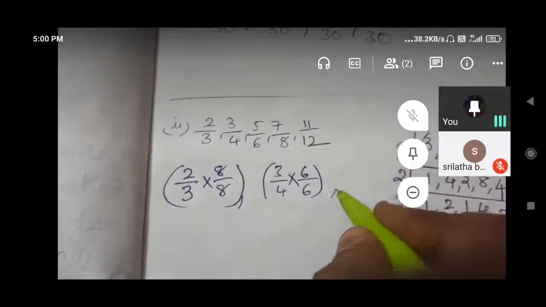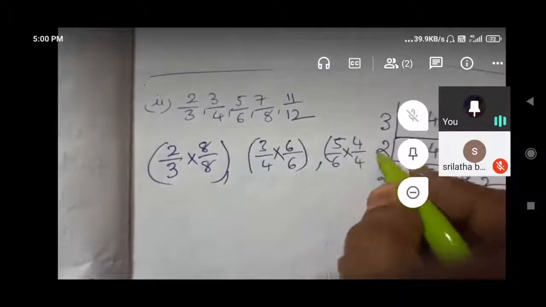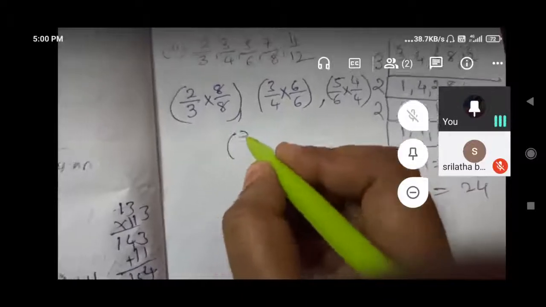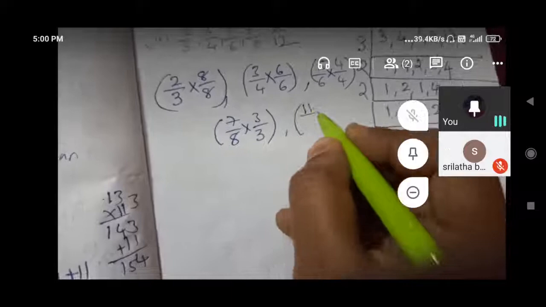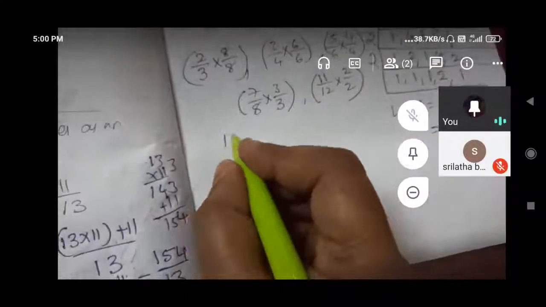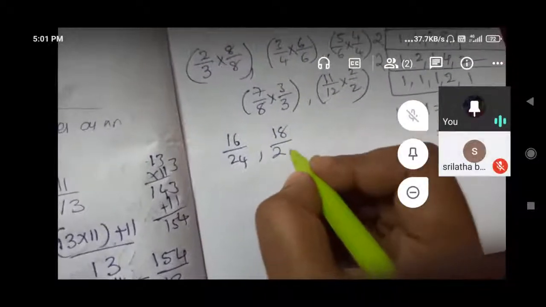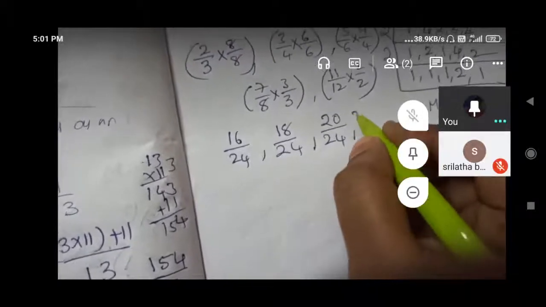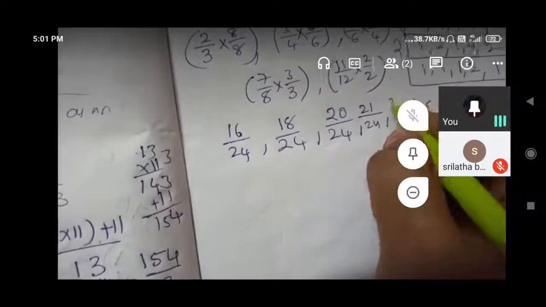And for the next number, 5 by 6: 6 4s are 24, so I want to multiply both numerator and denominator by 4. And 7 by 8 with 3 by 3, because 8 3s are 24. And 11 by 12 with 2 by 2. So we get 16 by 24, 18 by 24, 20 by 24, 21 by 24 and 22 by 24.